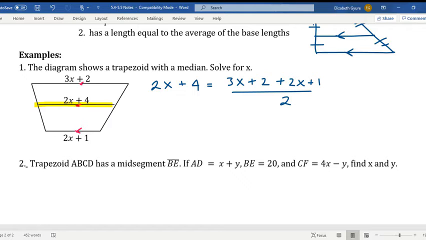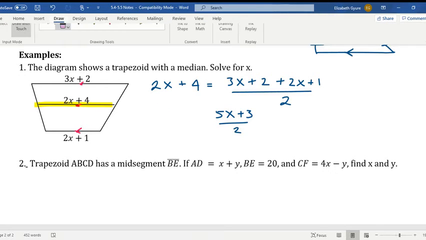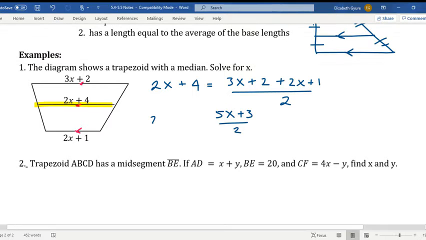So then you just simplify. That's going to give me 2x plus 4 equals 5x plus 3 over 2. Now, with this strategy, if I go ahead and I simplify my left-hand side, or my right-hand side, I'm sorry, by 2, what's going to happen?